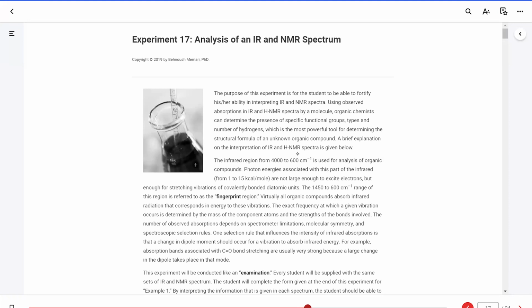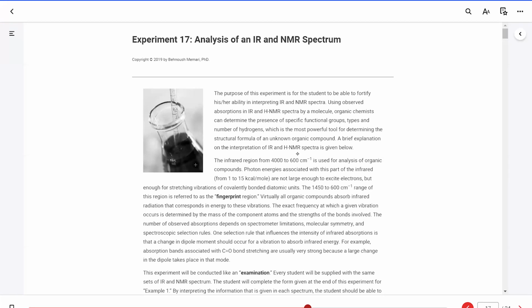Experiment 17: analysis of IR and NMR spectrum. It is a dry lab. The purpose of the experiment is to be able to interpret IR and NMR spectra. The IR and NMR spectra can be used to determine the purity of the sample.